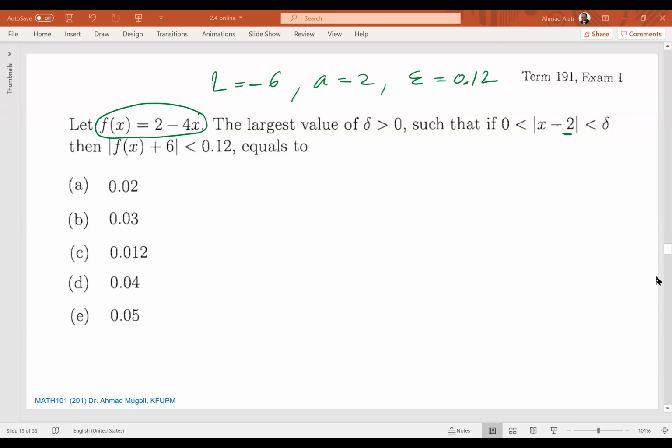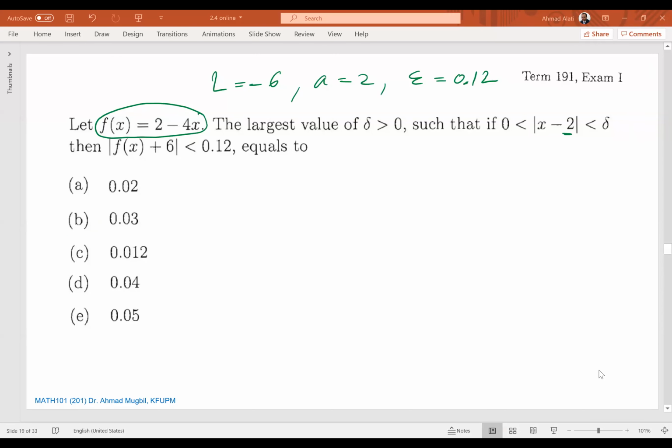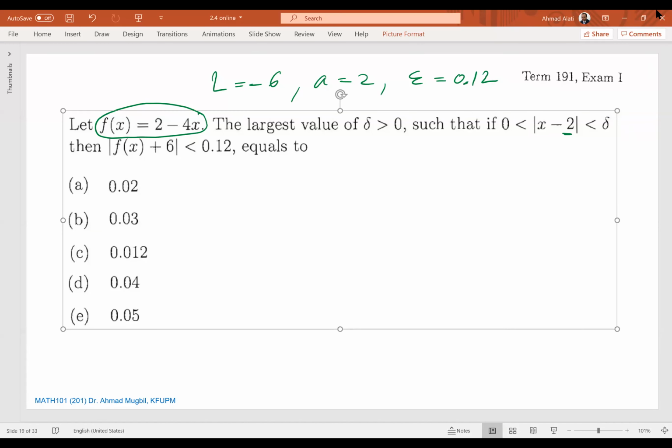Anyone has an answer, shabab? B. Yes, B. The answer is B, yes. The answer is B, shabab. Yes, you're right. So it is not difficult. I think what you need to do is just follow. You need to put your function, for example, here. You can do it in several ways, by the way. Let me do it for you.